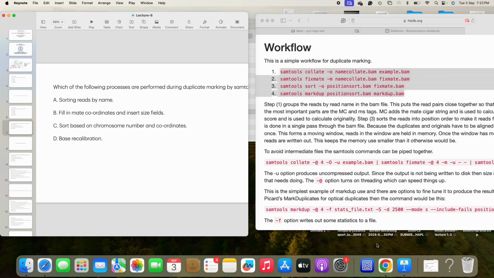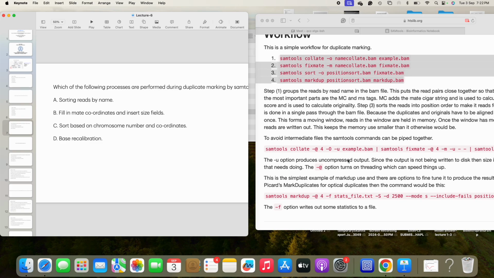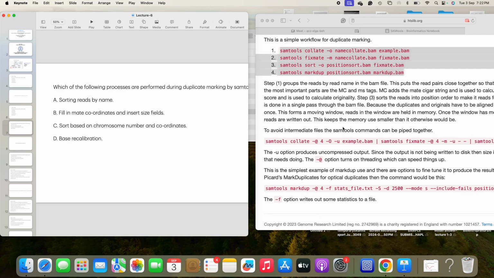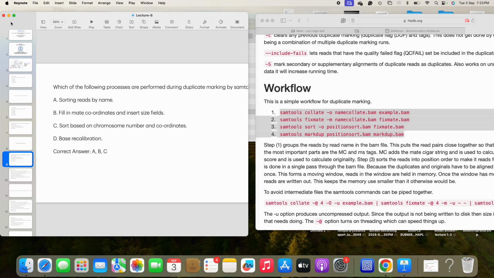I have shared the link for the manual with you. Just go through this file again and see what is being done by these commands and tools. The correct answer would be A, B and C. Just go through this manual for a while, then we can move ahead to our next question.